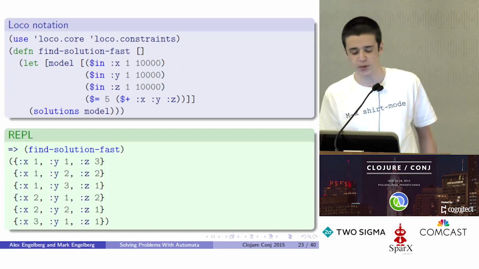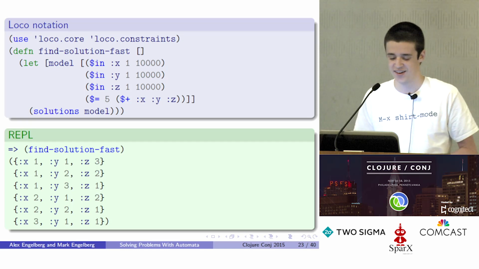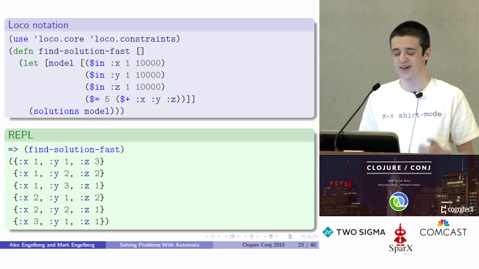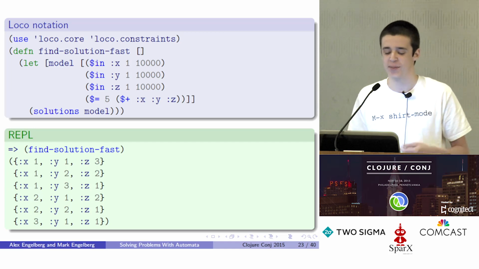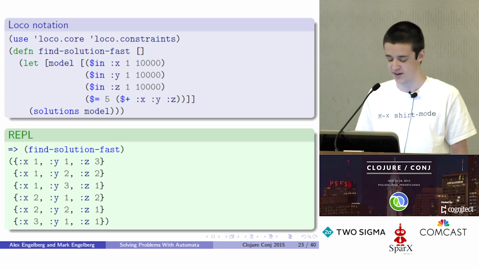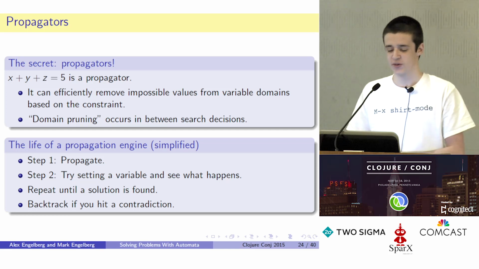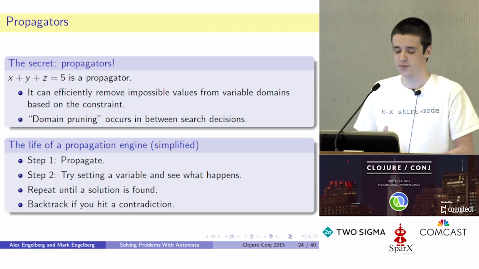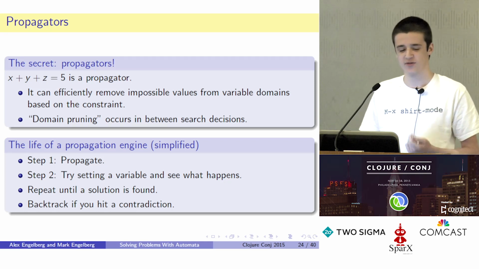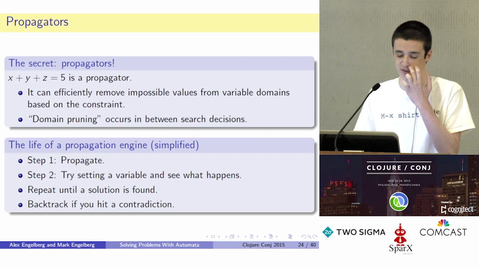If I do this at the REPL, then first of all, it completes, which is nice. And it gives you a sequence of maps, and for each map, it gives you x, y, z. So here we have 6 possible solutions where x, y, and z add up to 5. So what is the secret behind this? The secret is a little thing called propagators. In Loco, every time you give it a constraint, it makes a propagator for that.